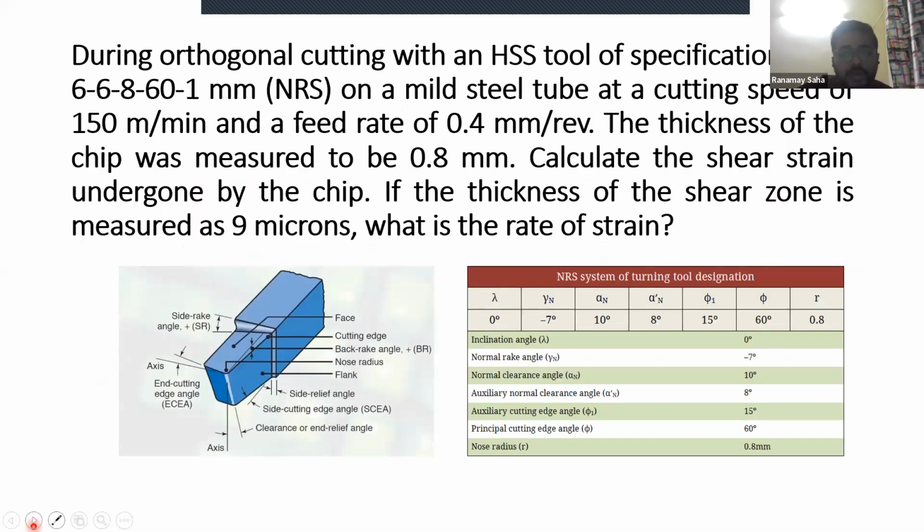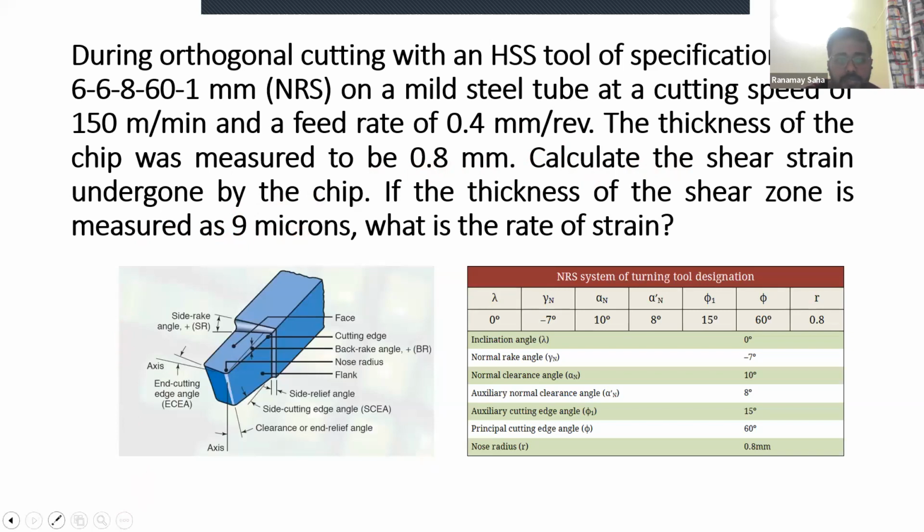So now this is another problem for you. I would like you to try to solve it. It says this is an orthogonal cutting system, the normal rake system. The tool signature has been shown to you, and this is a mild steel tube. Cutting speed is this, feed rate is 0.4 mm per rev. The chip thickness is 0.8 mm, which is t2 or tc, in the ratio for chip thickness. And you have to calculate the shear strain undergone by the chip.